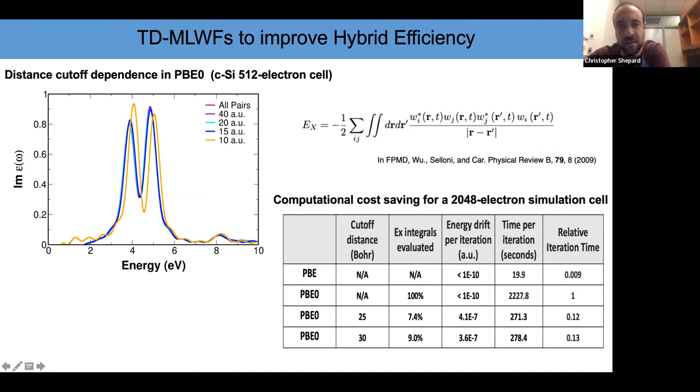So significant cost savings. And at the moment, we're looking to do this same absorption spectra for the 8,000 electron cell and then move beyond just fully crystalline silicon and use this to study properties like defects, where the gamma point and the large simulation cell is key to actually understanding what's going on.